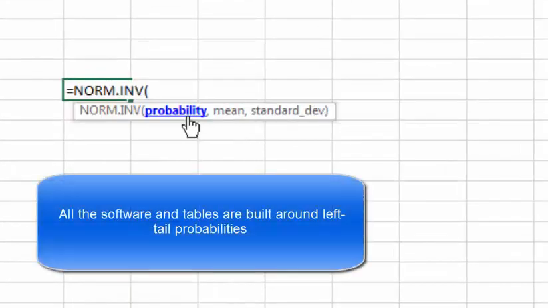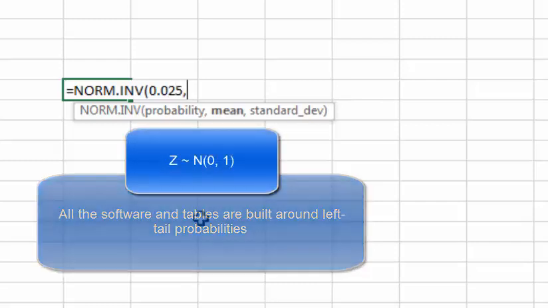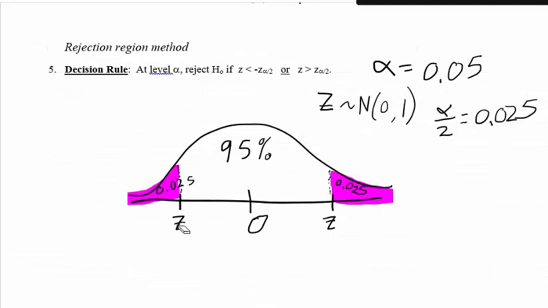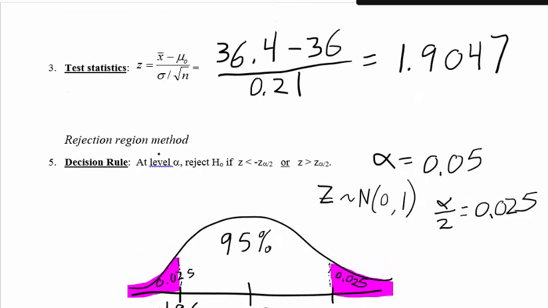I need to enter a left-tailed probability. The mean of the standard normal distribution, z, is 0, and standard deviation of 1. So minus 1.96. Because the normal distribution is exactly symmetric, these probabilities are the same. This one is my negative 1.96, and this one automatically, without even calculating, is positive 1.96. Again, if my test statistic that I computed in this part falls into the rejection region, I reject H0.